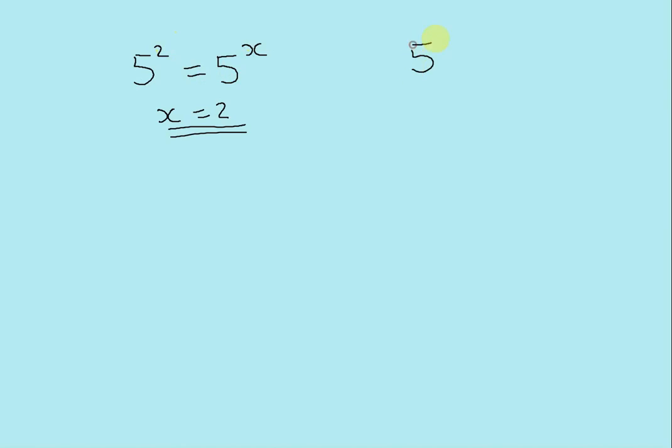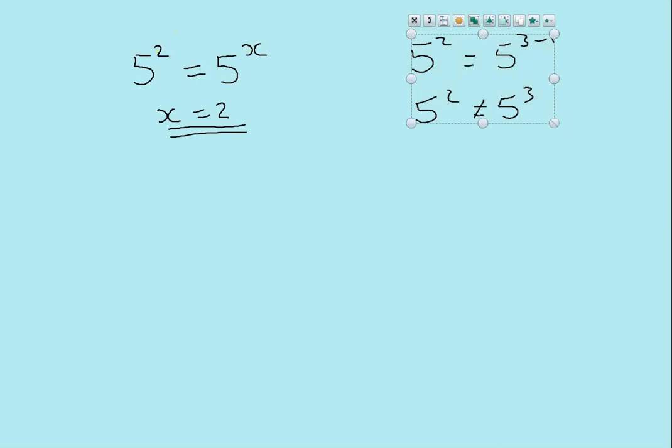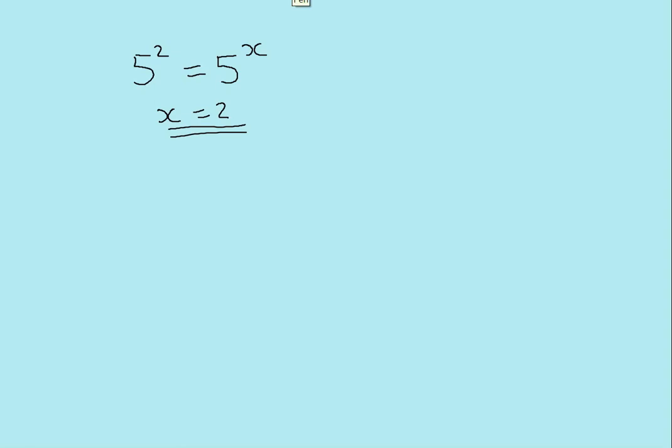For example, I could write it like this. That has to be the same. I could never ever say that is equal. It wouldn't make any sense. So once we have the bases the same, all we do is just compare the powers, the index values. Let's have a look at another one.